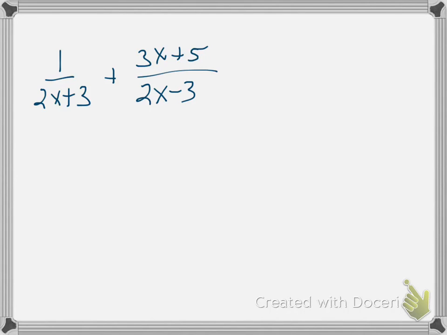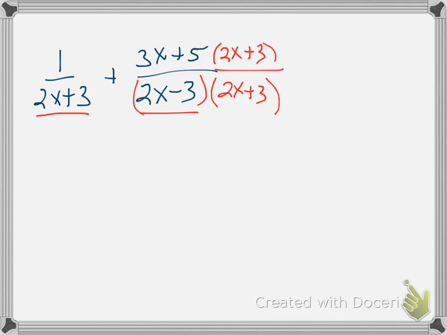Now, if we look at this, 2x plus 3 and 2x minus 3 look similar, but they are not common denominators. So what we're going to have to do is multiply each one by the other denominator. I'm going to multiply this one by 2x plus 3 over 2x plus 3, and this one by 2x minus 3 over 2x minus 3.